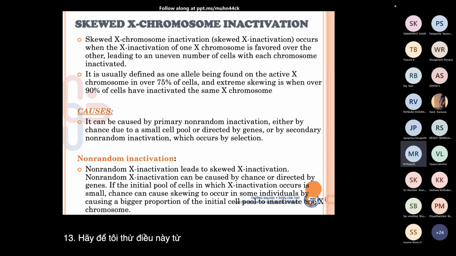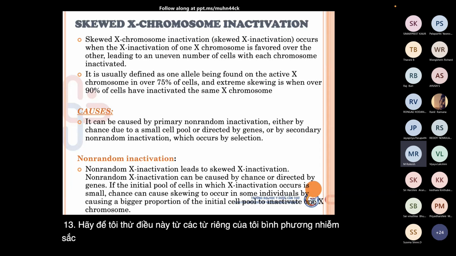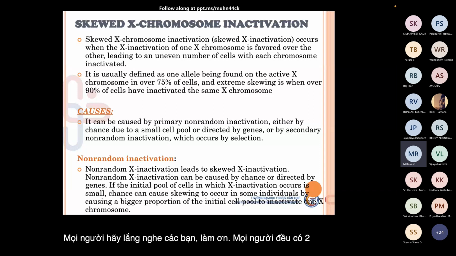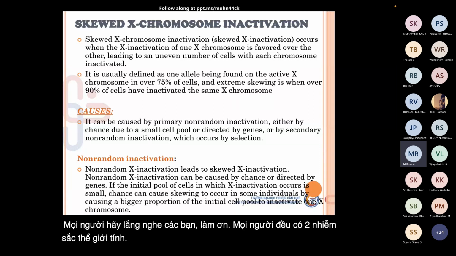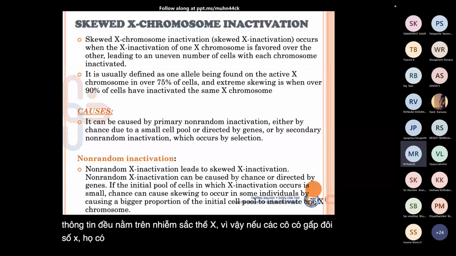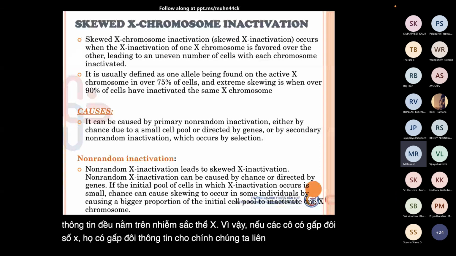Skewed X chromosome inactivation. Everyone listen, please. Everyone has two sex chromosomes. Girls are X and X and boys are X and Y. Almost all of the information is on the X chromosome. So if girls have twice as many X's, they have twice as much information. Our cells deal with this by a process called X inactivation.